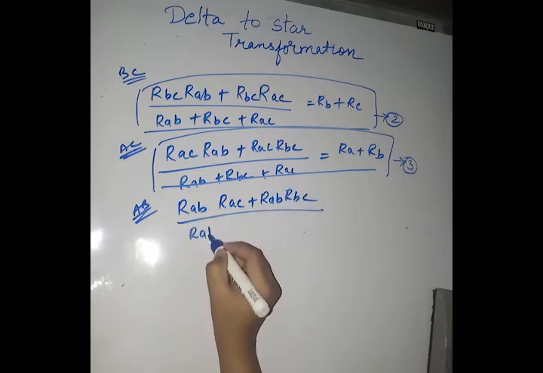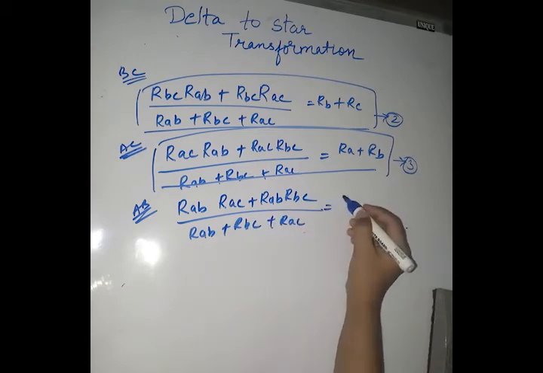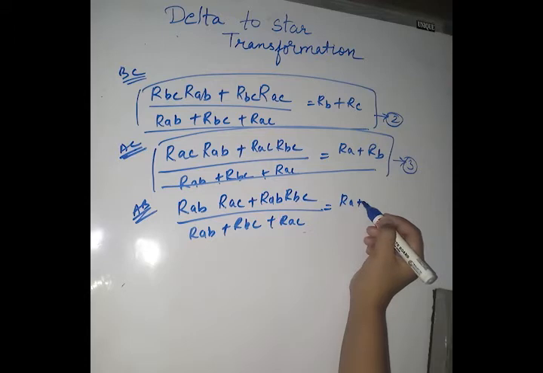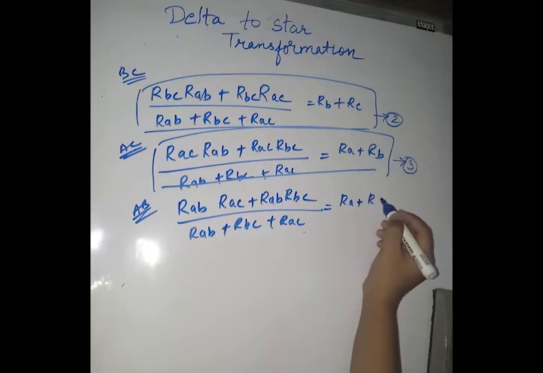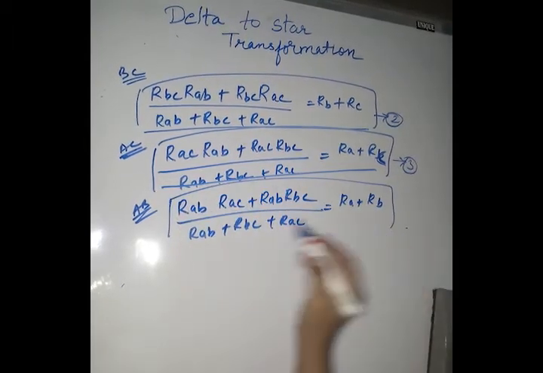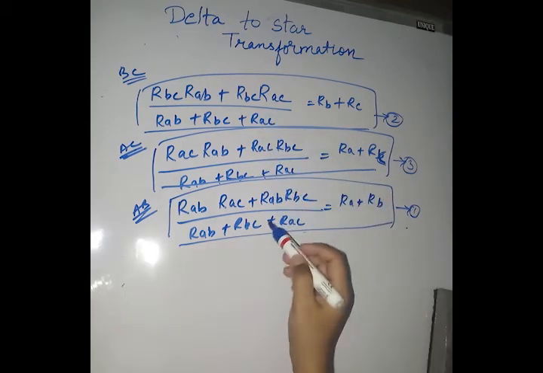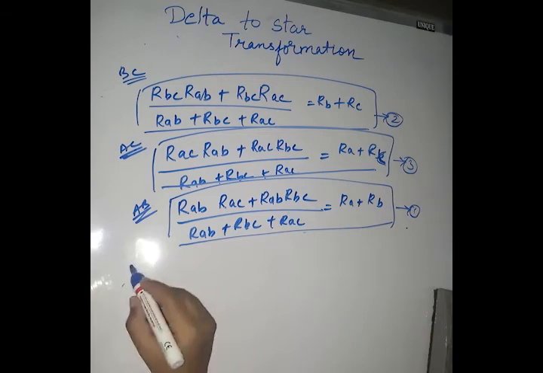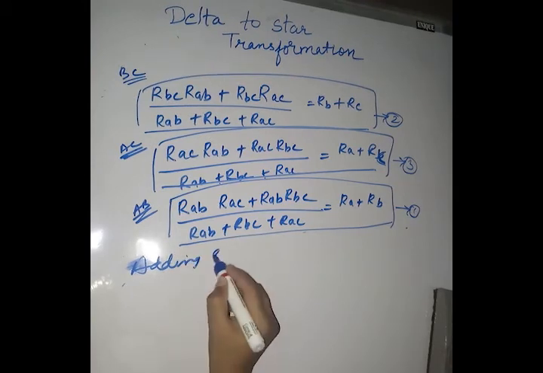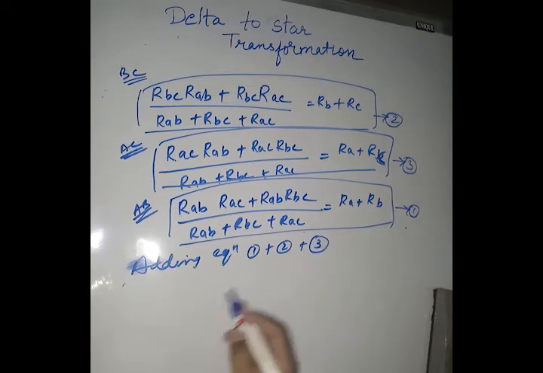Divided by RAB plus RBC plus RAC is equal to RA plus RB. This is C. This was equation number 1. So what we will do? We will add these 3 equations together, that is adding equation 1 plus 2 plus 3.